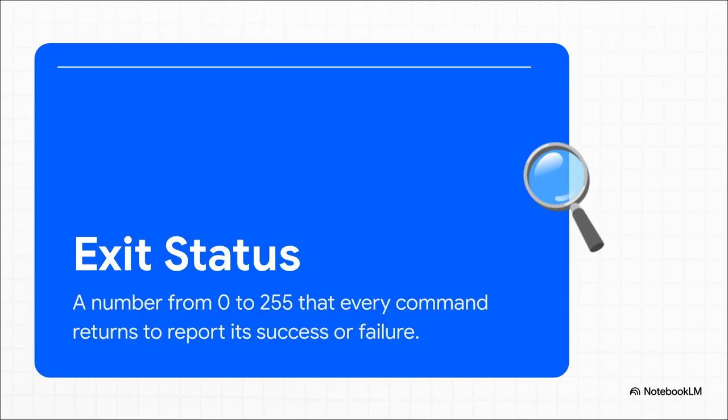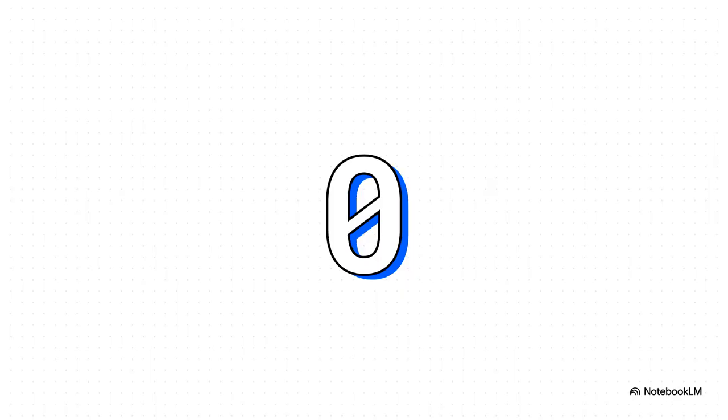And what's so cool is how simple the code is. An exit status of 0 is the universal sign for everything worked perfectly. If you get a 0, you know for a fact that your command did its job without a hitch. It's the green light to move on to the next step.